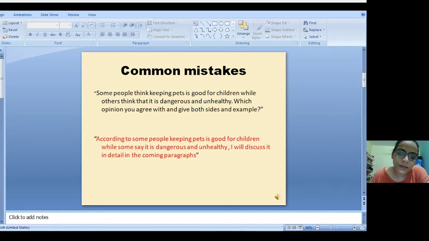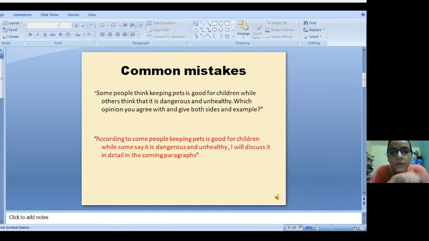First of all, let us see this particular slide. The common mistakes which generally students tend to make. We have this question. Some people think keeping pet is good for children, while others think that it is dangerous and unhealthy. Which opinion do you agree with? And give both sides with example. So here the question is asking your opinion with example, and the statement is also mentioned.